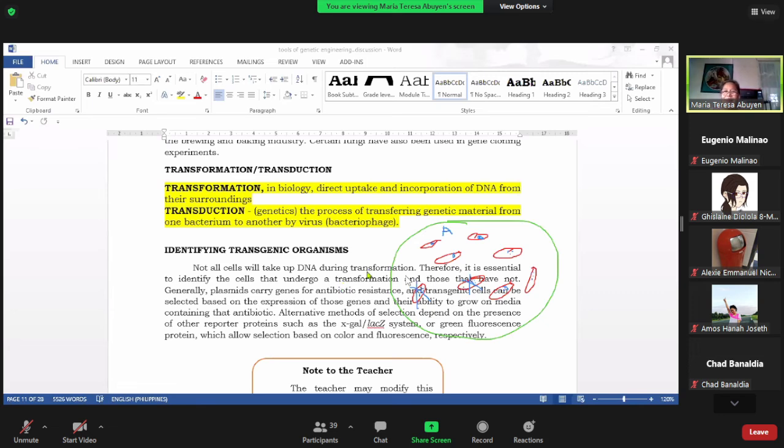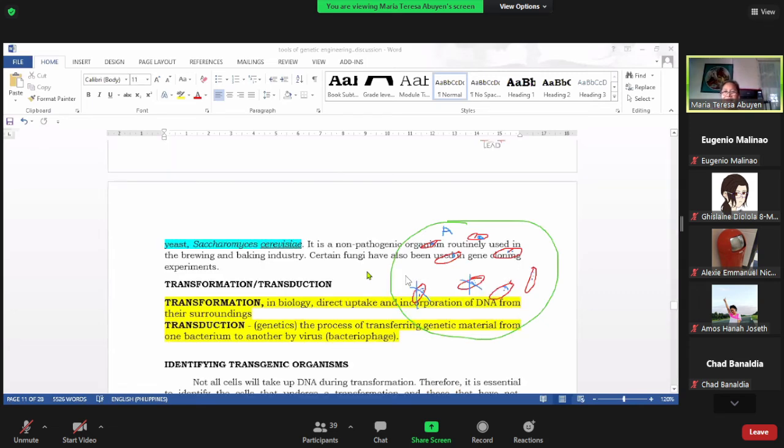So for a summary of the lesson, in the tools of genetic engineering, the scientists or the technologists do not use common tools in the kitchen. They don't use scissors, but they use enzymes to cut certain or specific segments of DNA.